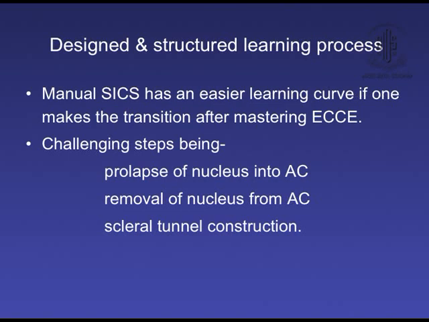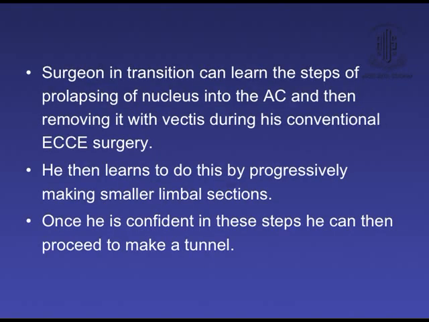Challenging steps are prolapse of the nucleus into the anterior chamber, removal of the nucleus from the anterior chamber, and scleral tunnel construction. A surgeon in transition can learn the steps of prolapsing the nucleus into the chamber and then removing it with the vectis during his conventional ECCE surgery. He then learns to do this by progressively making smaller limbal incisions. Once he is confident in these steps, he can then proceed to make a tunnel.